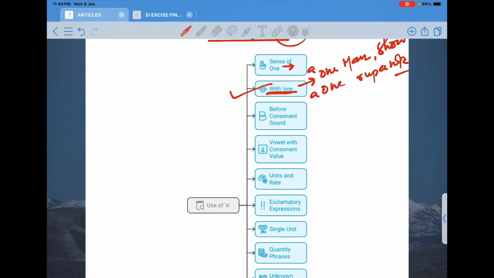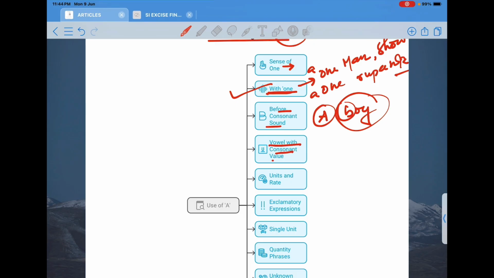Next, before a consonant sound. Before words beginning with a consonant sound, for example "a boy". So "boy": B is a consonant sound. So before this you will use "a": a boy, a box, a dog, etc.